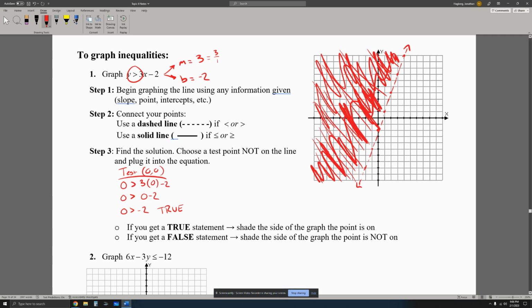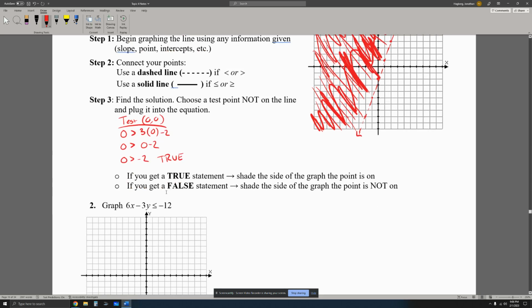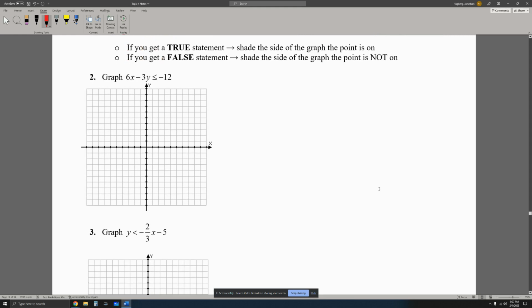If the inequality is false, so let's talk about the opposite. If you get a false statement, so suppose this inequality said 0 is less than -2, that would be false. We would shade the opposite side, the side not containing our test point. Okay, so let's try a few examples.